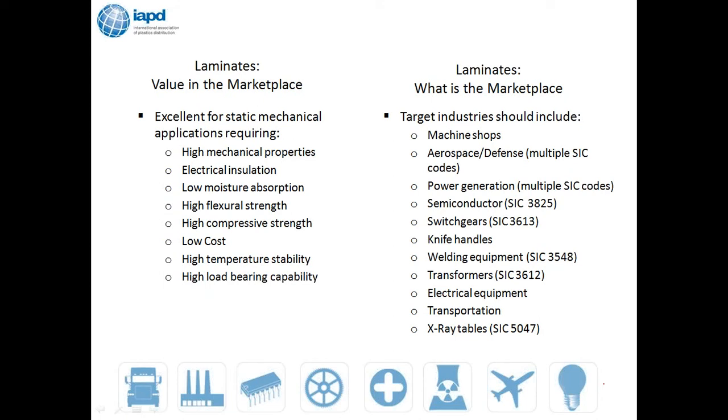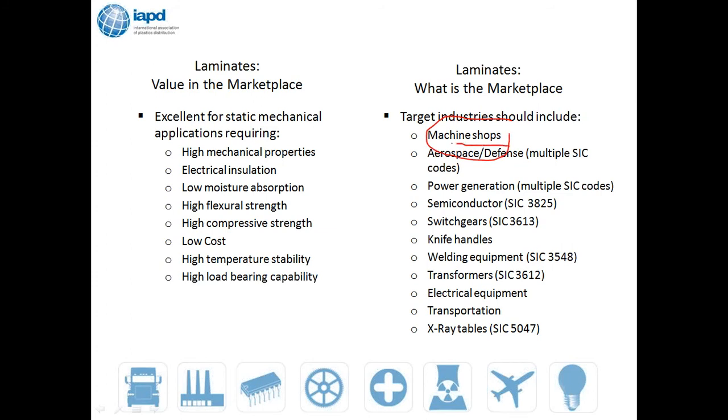Finally, here's kind of a review of the laminates that are valued in the marketplace. We've talked about their high mechanical properties. They've got great electrical insulation. They've got great thermal insulation capabilities, low moisture absorption, flexural strength, compressive strength, the same thing. They're very, cost-wise, they're much lower than, for example, PEEK. And then on the right-hand side, this is what I like to call an area for generating new leads.